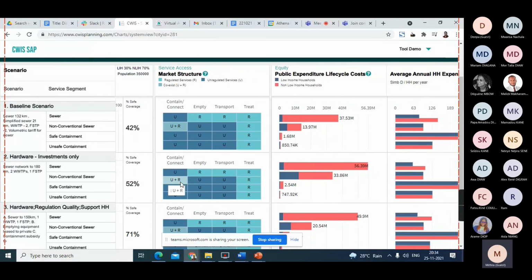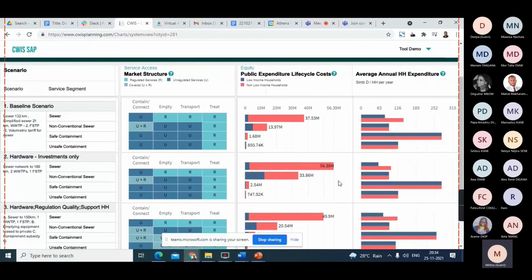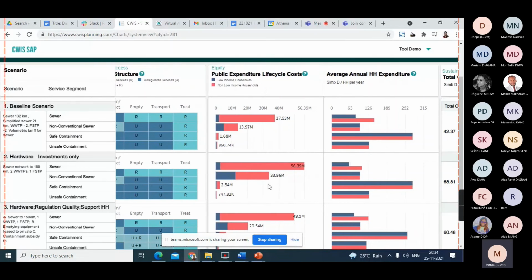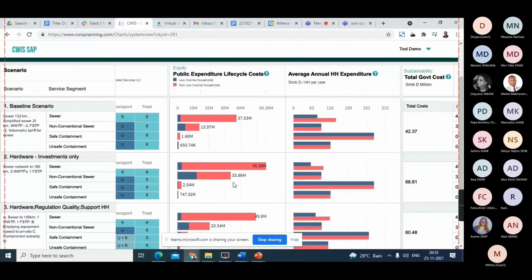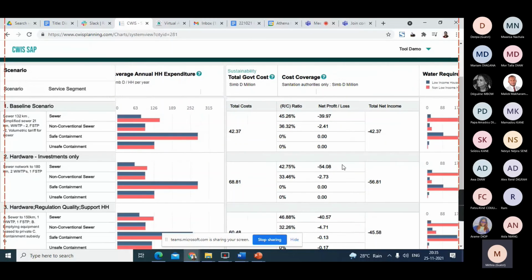Once you have it here, you see that with the addition of sewer investments or even an FSTP investment, mainly focused on hardware with no change in the market structure or tariff, the public expenditure is still skewed and is ballooning, and it is mostly focused towards serving the non-low income households. There is rarely an increase in safe on-site sanitation for the low income households. Even with the increased number of connections, the net profit or loss for the sewers is in the negatives. From minus 42.37, it has increased to minus 56.81.